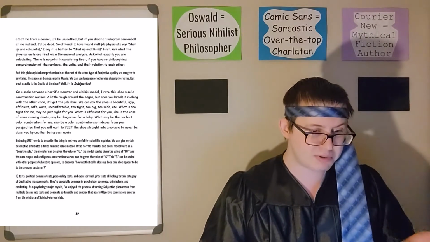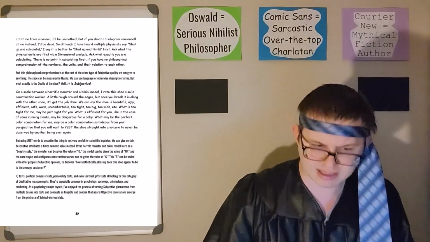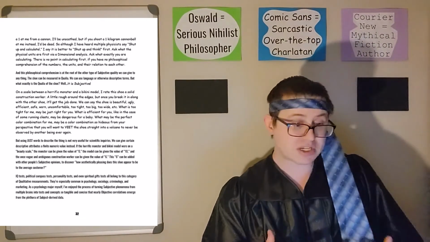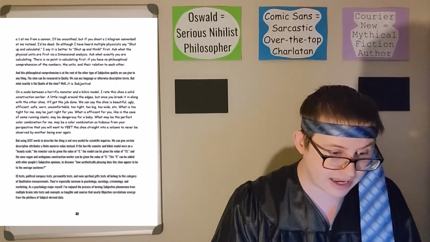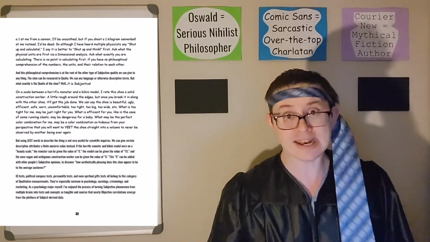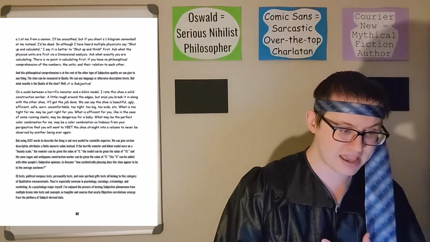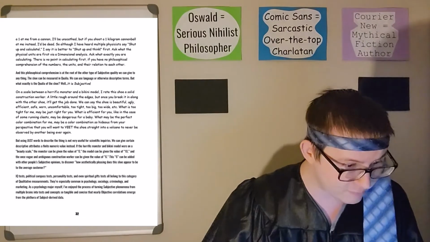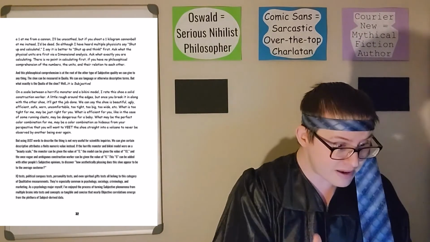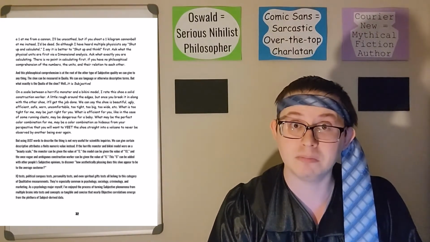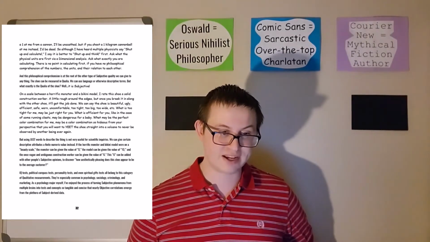We can say the shoe is beautiful, ugly, efficient, safe, worn, uncomfortable, too tight, too big, too wide, etc. What is too tight for me may be just right for you. What is efficient for you, like in the case of some running cleats, may be dangerous for a baby. What may be the perfect color combination for me may be a color combination so hideous from your perspective that you will want to yeet the shoe straight into a volcano to never be observed by another being ever again. But using just words to describe the thing is not very useful for scientific inquiries.